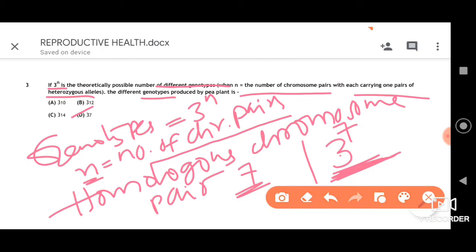Here in the power it should be 3 to the power of 7, my dear friends. The other options are 3 to the power of 14, 3 to the power of 10, and the second option is 3 to the power of 12. It should be in powers anyway. So the right answer is 3 to the power of 7. So please go for it.